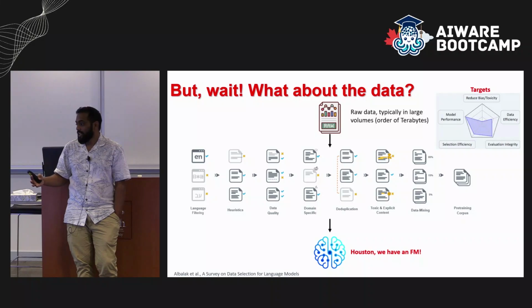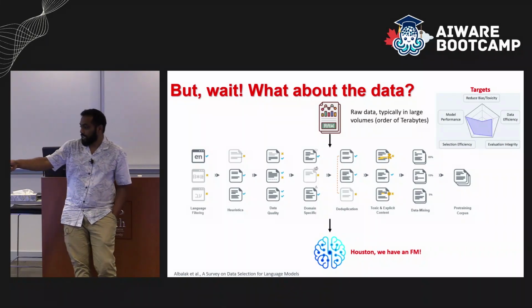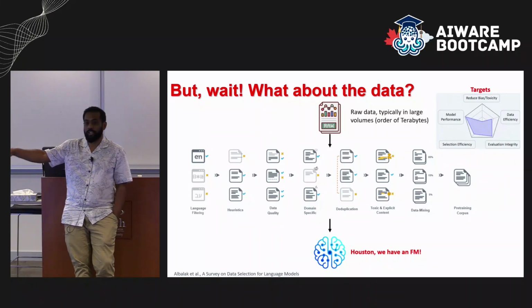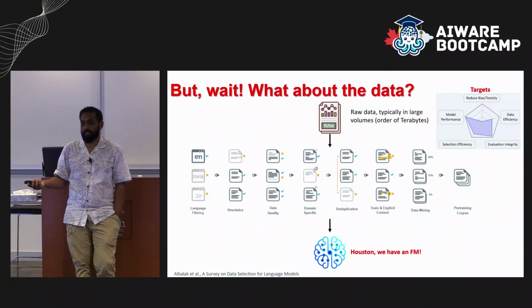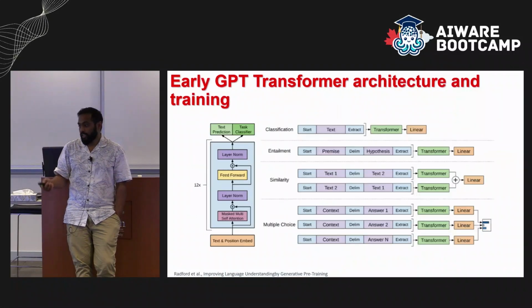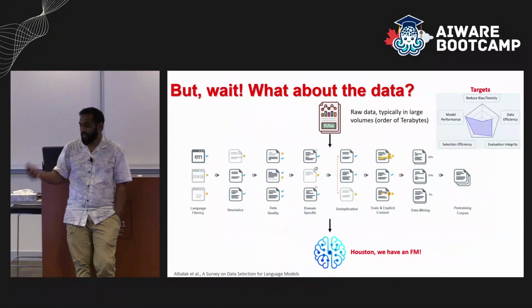We do all of this, and that also shows the targets on the right top of the slide. We show the different targets that we optimize for when we collect pre-training data. And finally, we have an FM when we train. So recall all the transformer training that we went through and combine it with all the large amounts of data, and we have an FM.